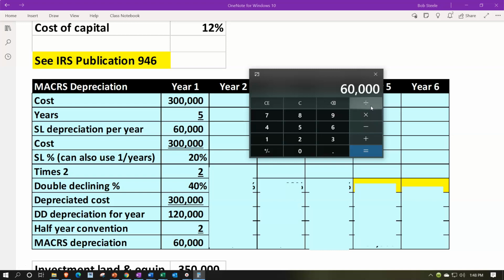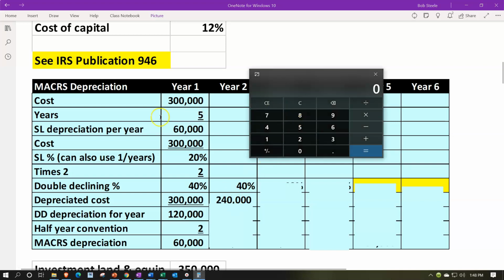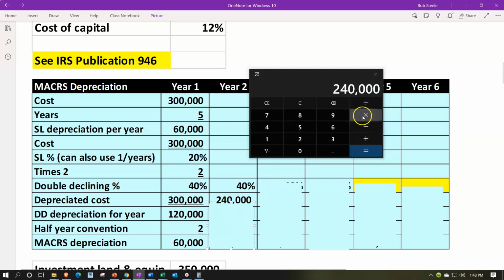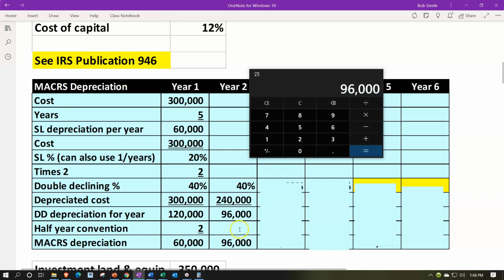Divided by 2, $60,000. Remember, that looks like a straight line method, and it's the same amount, but it's not a straight line method. It's double declining half year convention. That's important because if you go to year 2 and use straight line, it'll be wrong. Year 2, we're going to take that same 40% times the depreciated cost, which is the $300,000 cost minus the depreciation so far. That would be the 240 times 0.4, or 40%. We're looking at the 96,000. There is no half year convention in year 2.